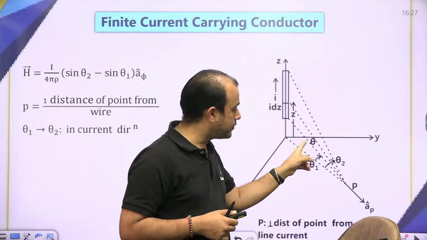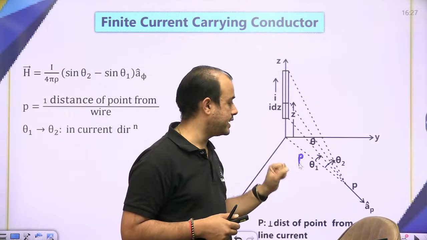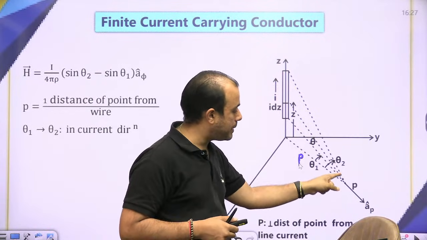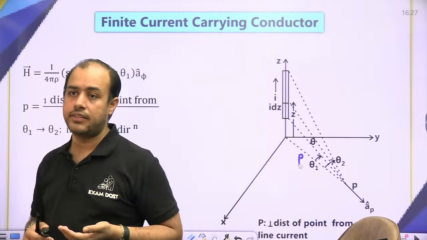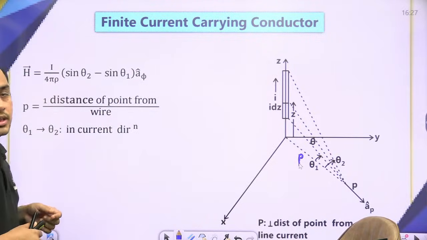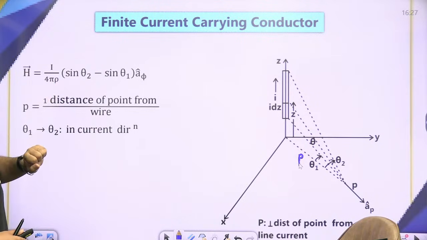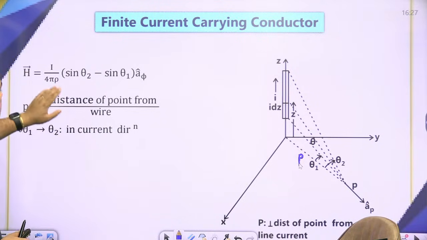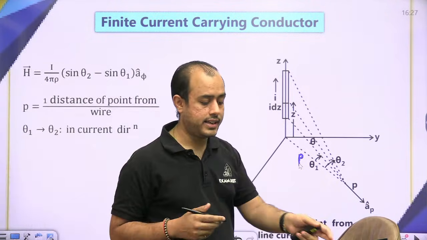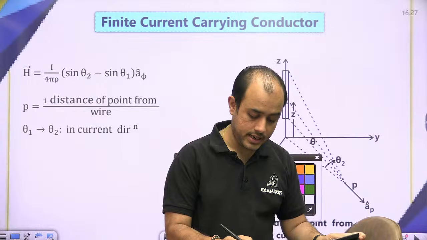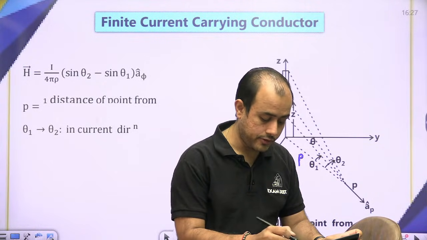Now the angle of the lower end with respect to rho is theta 1. The angle of the upper end with respect to rho is theta 2. Lower end angle is theta 1, upper end angle is theta 2. So H vector is I by 4 pi rho, where rho is the perpendicular distance from the wire, times sin theta 2 minus sin theta 1, A phi cap. Okay, A phi cap. Rho is the perpendicular distance of the point from the wire.